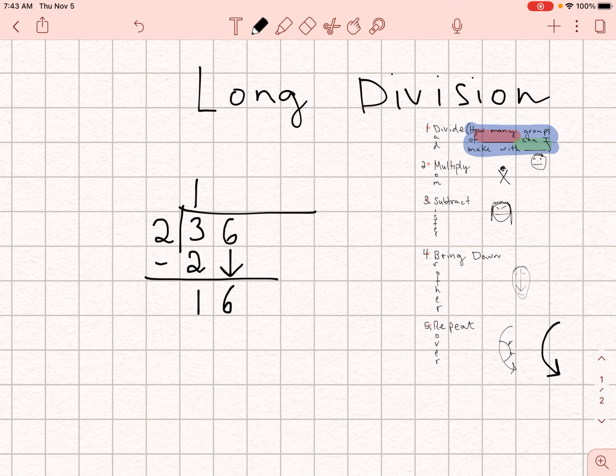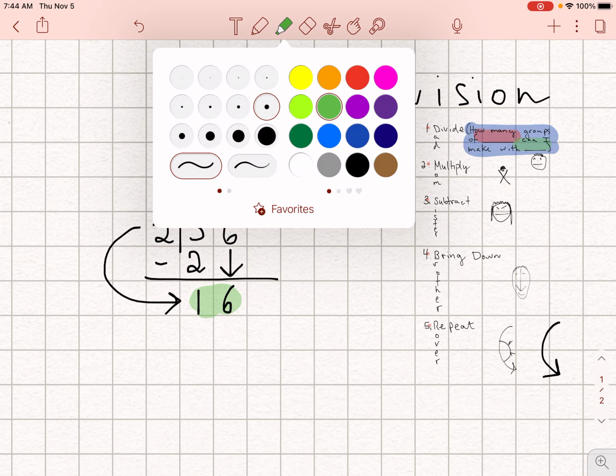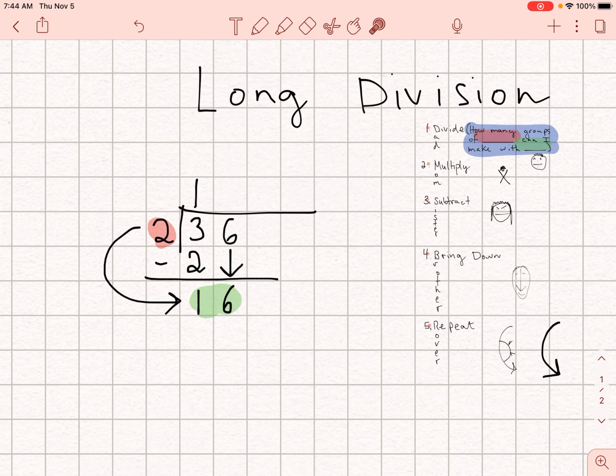And finally, repeat. See that little arrow in the repeat step? That arrow goes right here. Repeat means we go back up to the beginning. All right. So how many groups? Again, we're going to start with that divisor. Take a look at the question over here. Can you match up those numbers and those colors with our new numbers and colors? Go ahead and try asking the question yourself. How many groups of 2 can I make with 16?